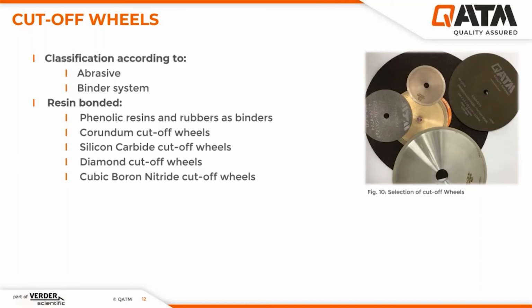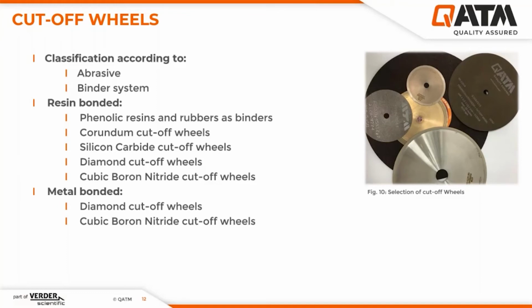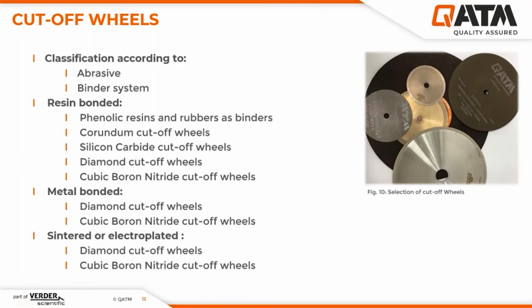In this case, mainly phenolic resins and rubbers are used as binder phases, and we encounter 4 different abrasives on the commercial market, which are corundum, silicon carbide, diamond, and cubic boron nitride. Especially if you want to cut very hard materials or in some cases also very soft materials, you use a metal bonded cutoff wheel with differing porosity and grain size distribution. And due to the high cost, we only find the metal binding in diamond cutoff wheels and cubic boron nitride cutoff wheels. The same also goes for sintered or electroplated cutoff wheels.